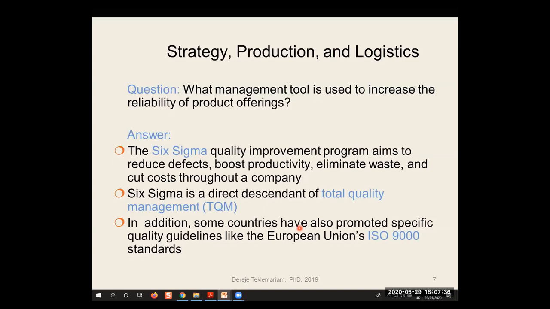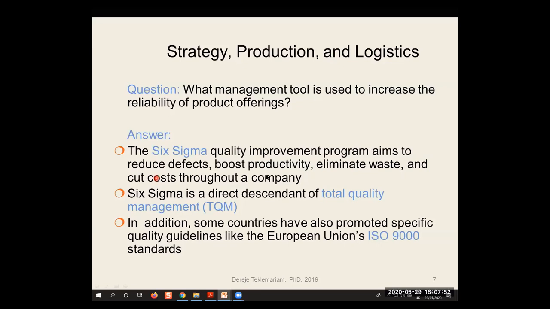Read about this. I don't want to go into it. You are master students, definitely. I really count on you that you can read about this one. So for example, the Six Sigma quality improvement program normally aims to reduce defects.